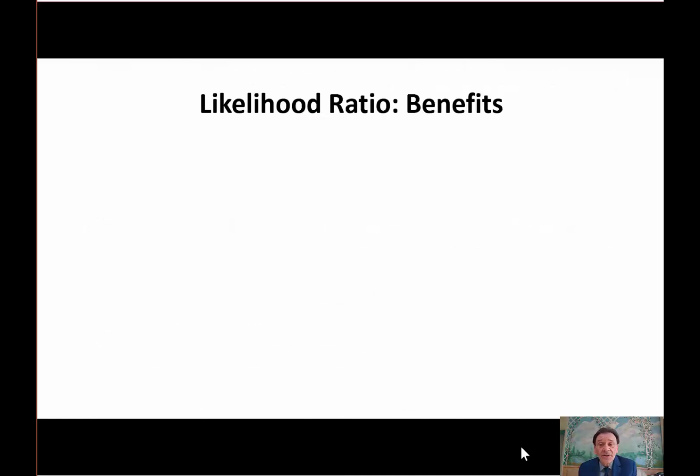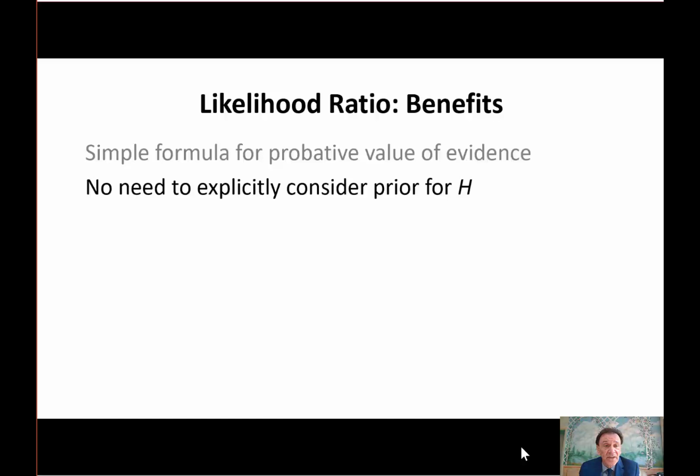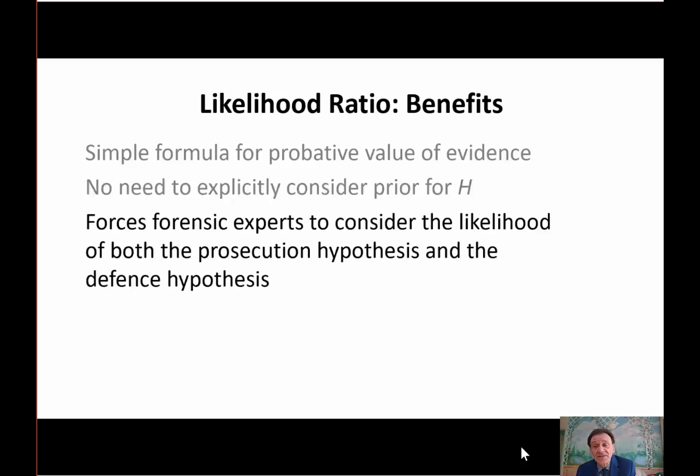Now, before looking at the ramifications of that and what the serious misunderstandings are with the likelihood ratio, it's worth noting that when used properly, its benefits are that it is a simple formula for probative value of evidence. There really is no need to explicitly consider the prior for H in determining the probative value of the evidence. And it forces experts to consider the likelihood of both the prosecution hypothesis and the defence hypothesis, which also helps avoid the prosecutor's fallacy.